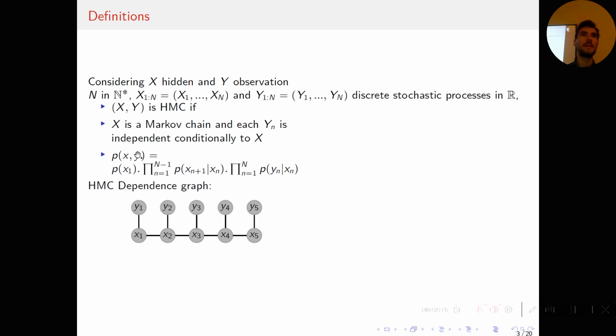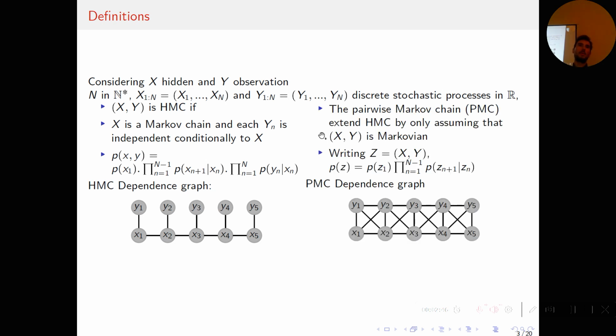So the probability of the entire vector is equal to the probability of x1 times a product of transition probabilities given by the Markov property and another product given by the independence property mentioned before. HMC are often described by their dependence graph.